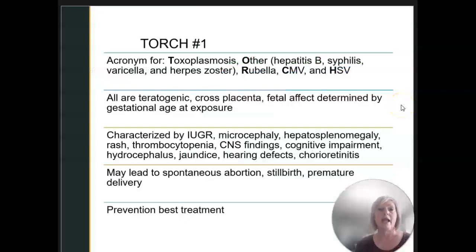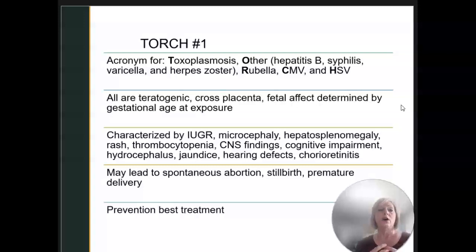It's TORCH. TORCH is an acronym for 5 different things. Toxoplasmosis, other just means hepatitis, syphilis, varicella, and herpes zoster. R is the rubella, CMV is cytomegalic virus, and HSV is herpes simplex virus. So that's what the TORCH stands for.